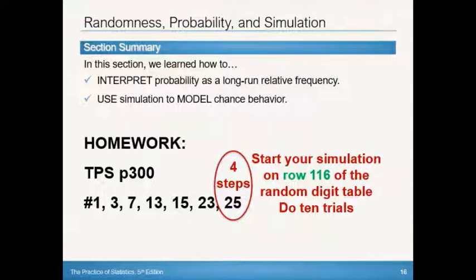So number 25 is dealing with a simulation. Start on row 116 when you get to your random digit table, and also do 10 trials. If you do 10 trials and start on row 116 and do it properly, we should all get the same simulated probability, and when we go over homework, we'll be able to tell whether you did it correctly or not.